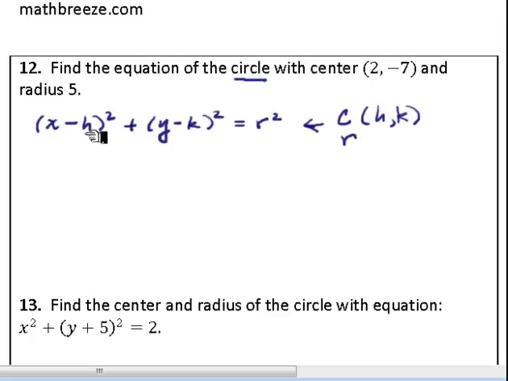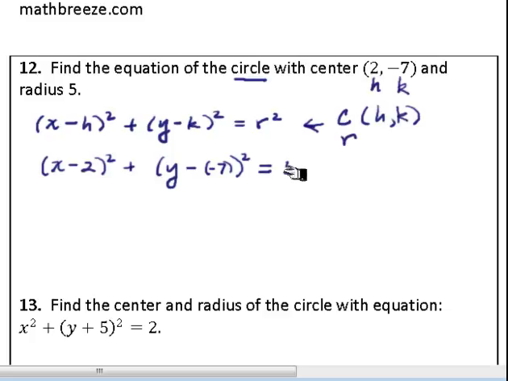So we see that the center h and k come to the right of these subtraction symbols, and on the right hand side, the radius is squared. So we want to find the equation of the circle with this center. So this is our h, and this is our k, and this is our radius. All right, so we have x minus 2 squared plus y subtract minus 7 squared equal to the radius squared, 5 squared.